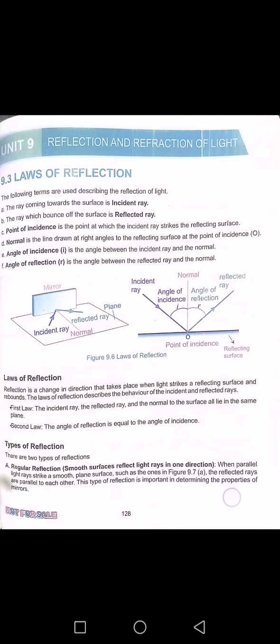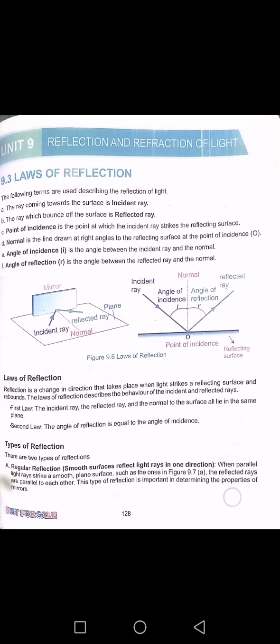Angle of incidence is the angle between the incident ray and the normal. Angle of reflection is the angle between the reflected ray and the normal. Law of reflection. Reflection is a change in direction that takes place when light strikes a reflecting surface and rebounds.